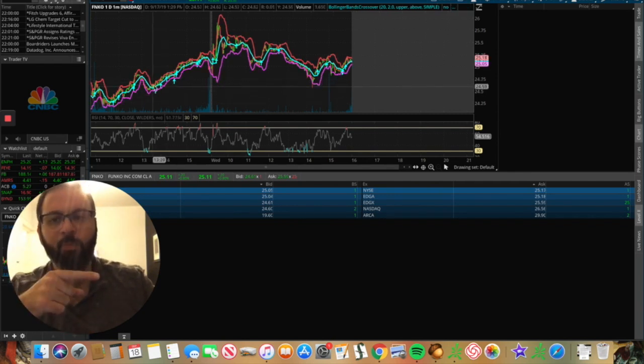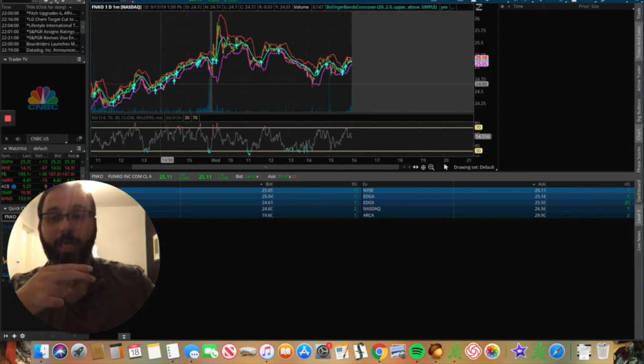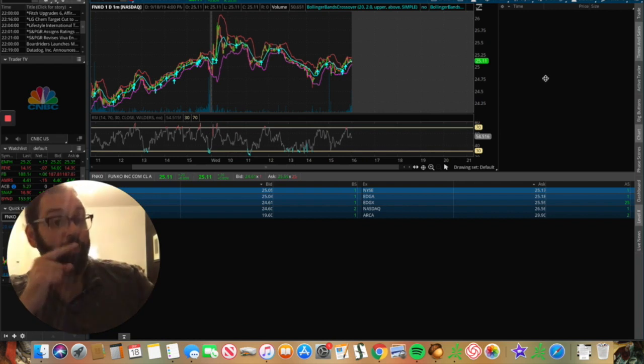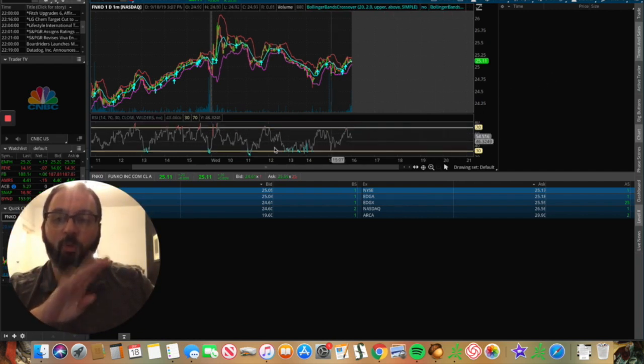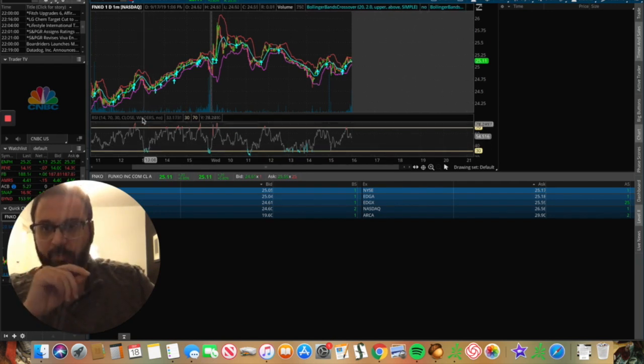So confirmation number 1, it's on the positive side of the 20-day. Confirmation number 2, it keeps breaking out. Look at all these little blue arrows. Confirmation number 3, we look over here to see how many shares are coming in. Confirmation number 4, relative strength index. So as you can see, it sells off pretty hard.